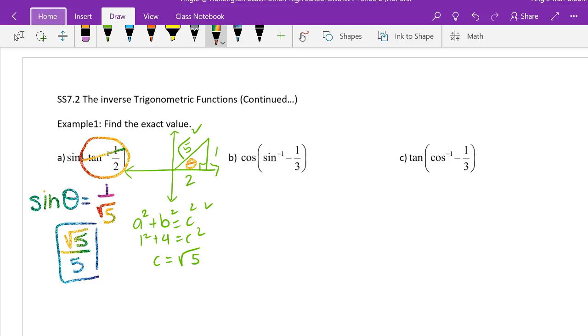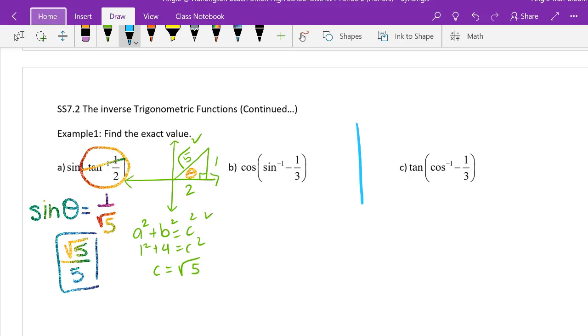B! Here we go, boys. Alright, Jason, what quadrant is your theta in? What do you draw your triangle?